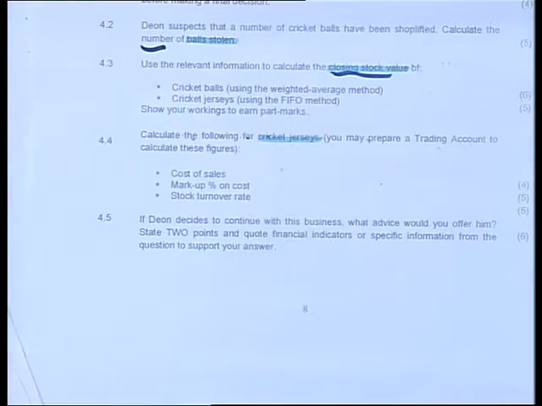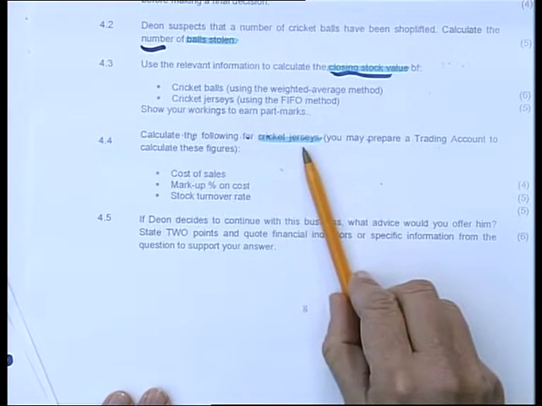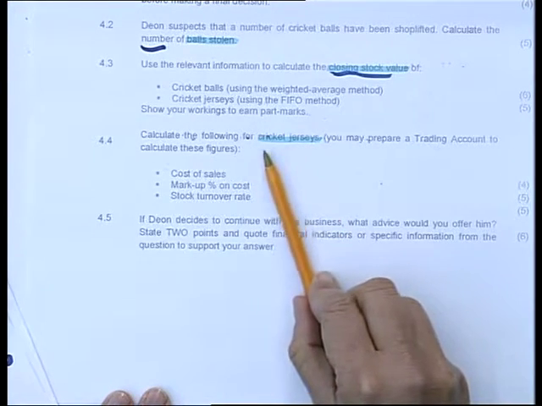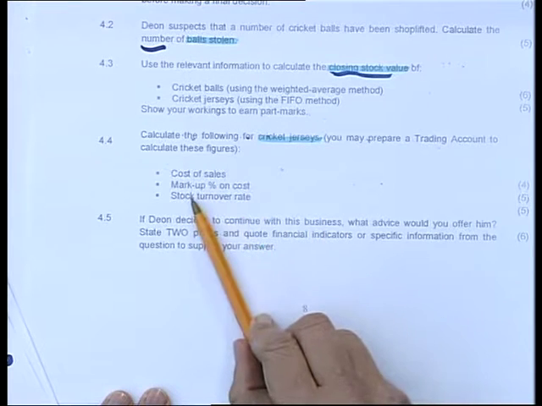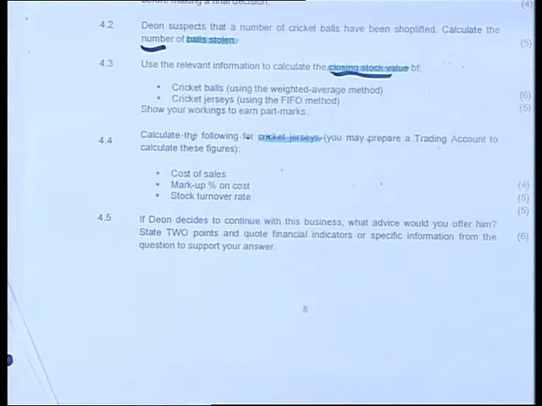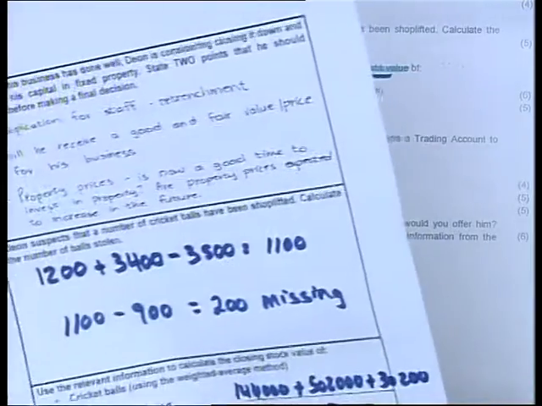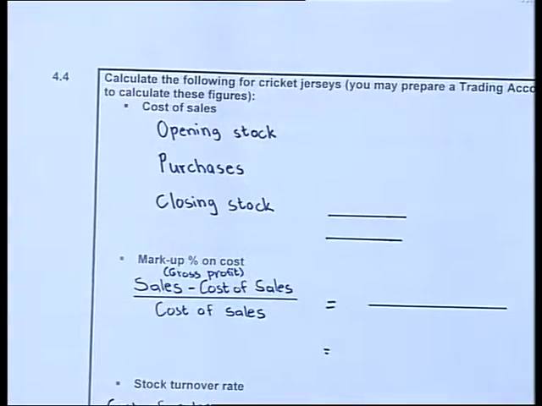Let's carry on with the questions then. So we've done 4.3. 4.4 says, calculate the following, and very important, go and highlight this for yourself so that you don't make a silly mistake by doing the wrong one. Calculate the following for cricket jerseys: cost of sales, markup, and stock turnover rate. Okay, we have to hurry up now because we are running out of time, and I'd love to finish this question.